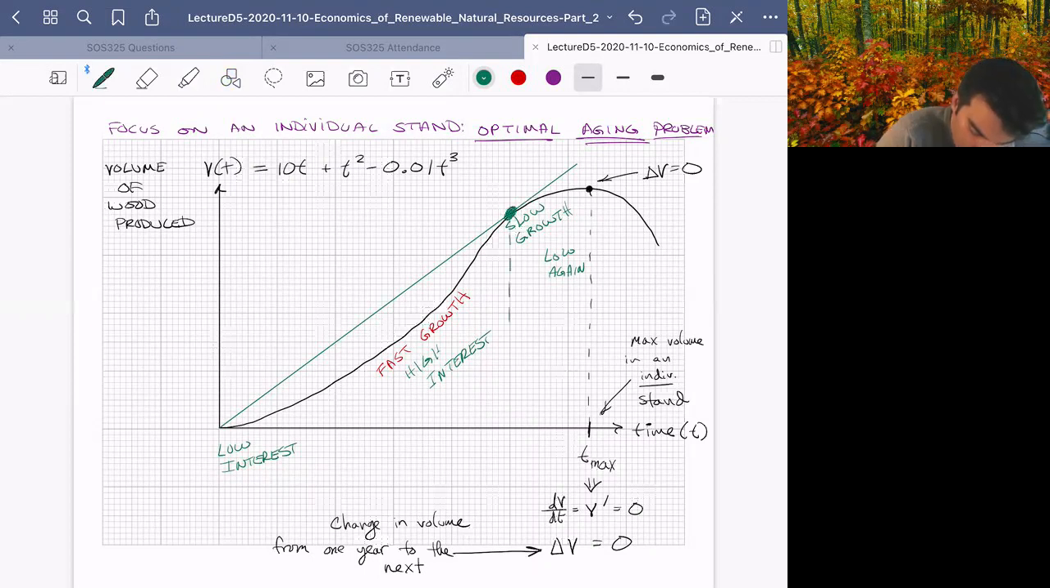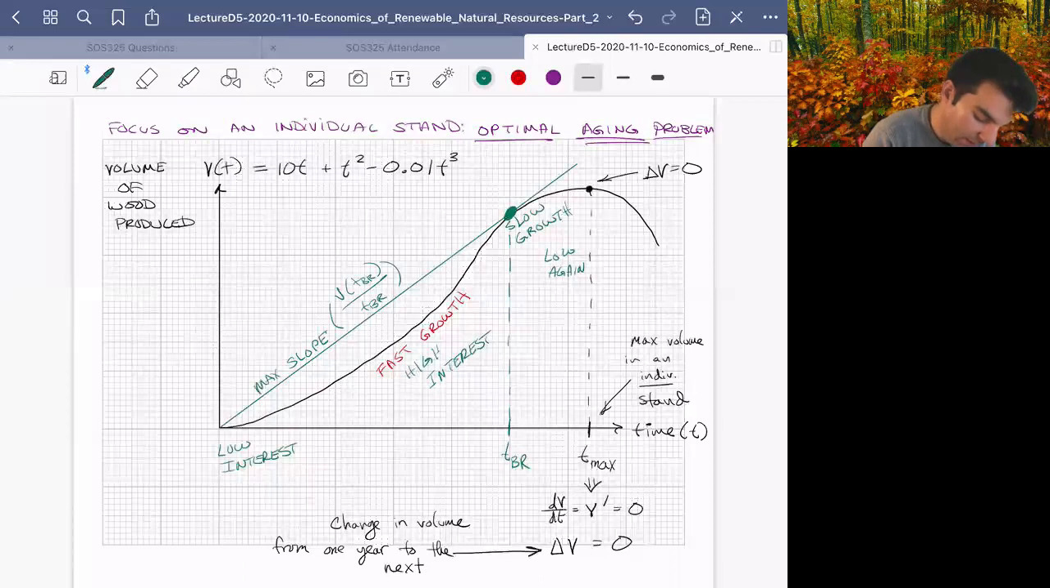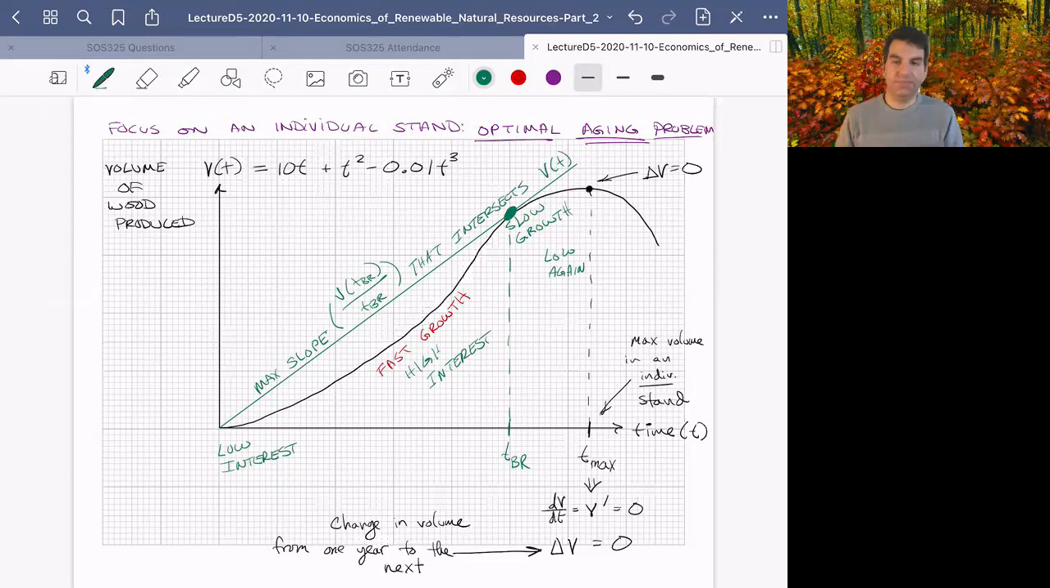That point right there is the TBR, the biological rotation, and it has the maximum slope, which by the way is equal to V(TBR) divided by TBR, that intersects V of t. And so that is a graphical way to solve for TBR.